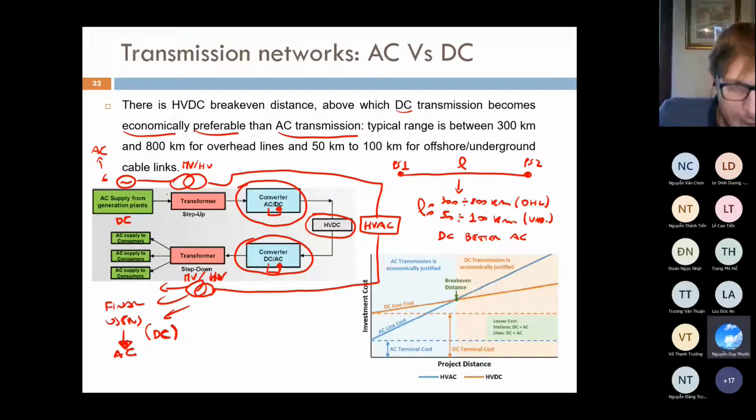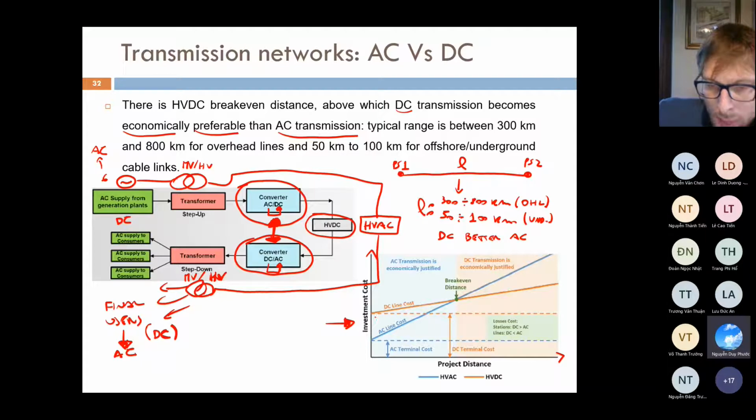Nowadays, that's not always the case, because let's consider producing in DC but consuming in AC. Then you cannot skip those two converters, which are quite expensive. To clarify this, have a look at this chart. Here you see the increase of the investment cost on the y-axis, while on the x-axis you have the project distance. The greater the distance between the generation and the final users, the greater the cost of the transmission system.